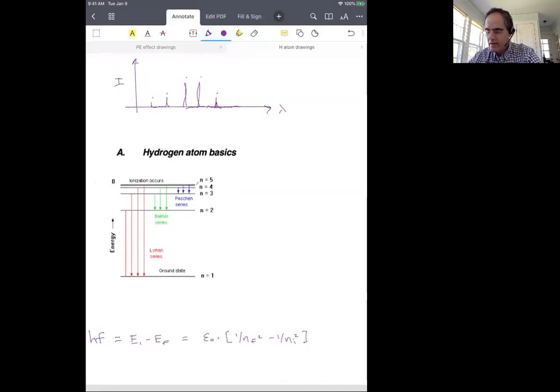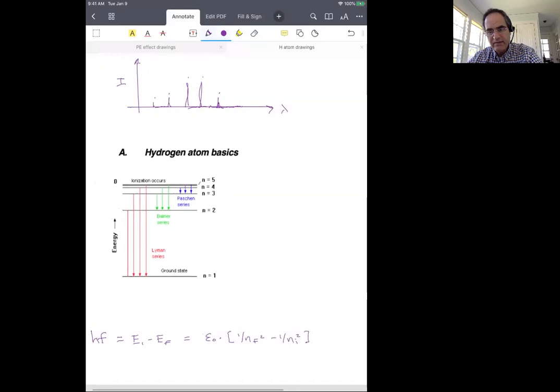Okay? So as I mentioned, one issue is that we don't know what the initial state and final state is for any of these lines a priori, because the lines don't come with labels. So let's make a couple assumptions, and we'll get to test those assumptions through our analysis.